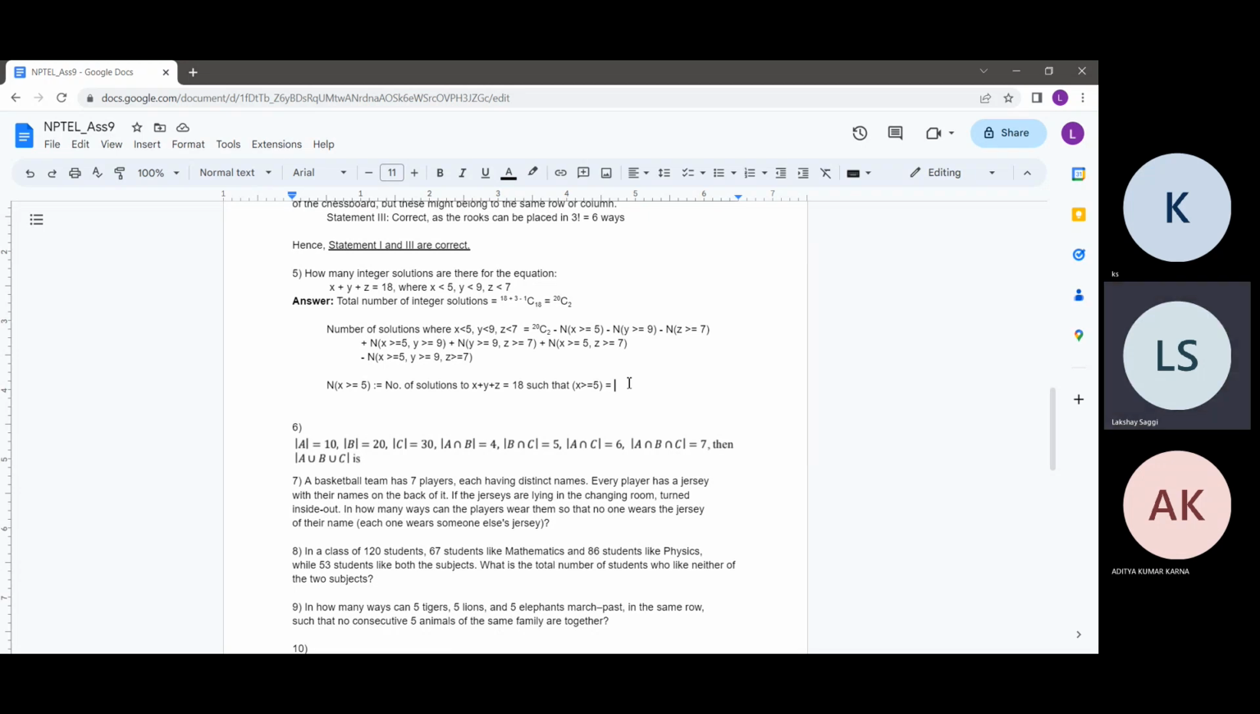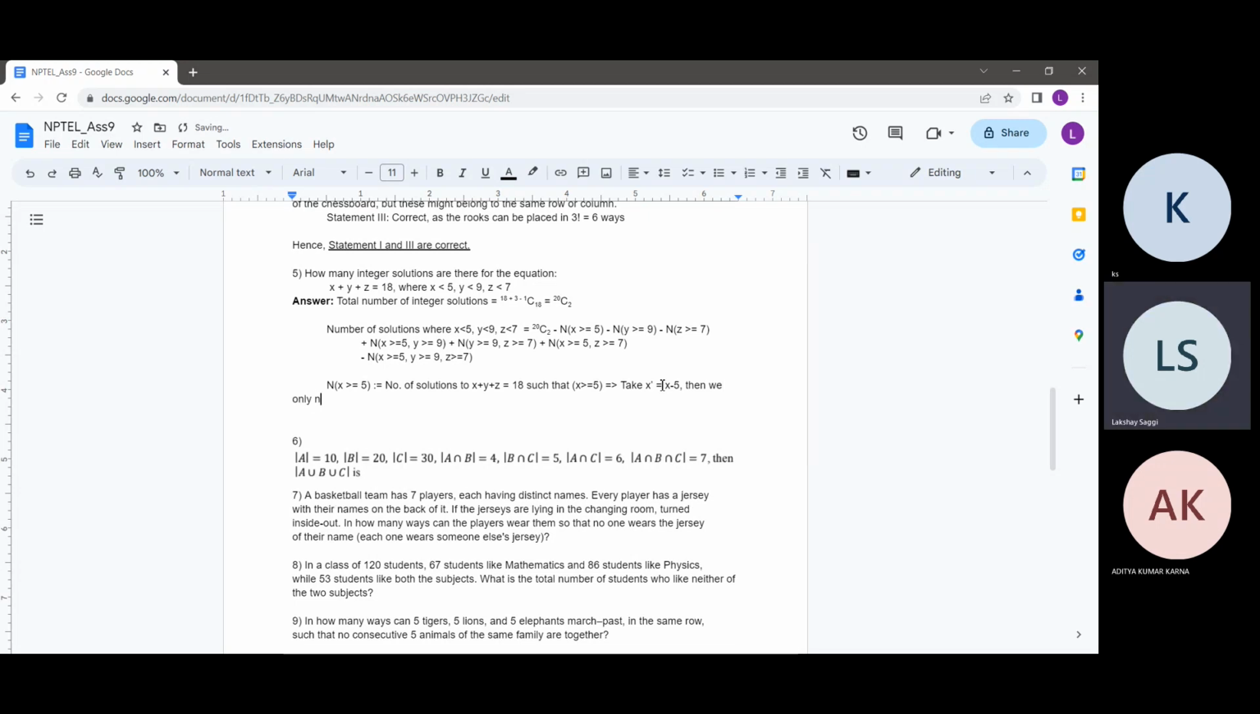So number of solutions such that x is greater than or equal to 5. How this can be done is take x prime equals x minus 5. Then we only need to find the number of solutions to x prime plus y plus z equals 13. I put x prime is x minus 5, so x will be x prime plus 5. So this equation will be x prime plus 5 plus y plus z is 18. And subtracting 5, I get x prime plus y plus z is 13.